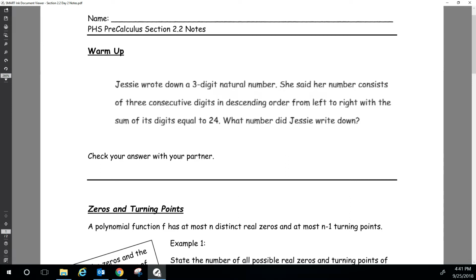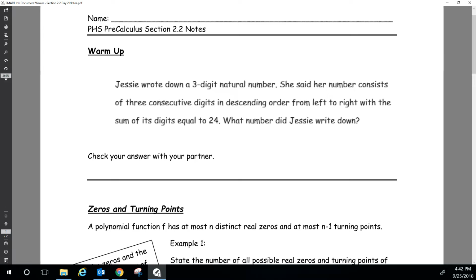So anyway, Jessie wrote down a 3-digit natural number. She said her number consists of 3 consecutive digits in descending order from left to right, with the sum of its digits equal to 24.